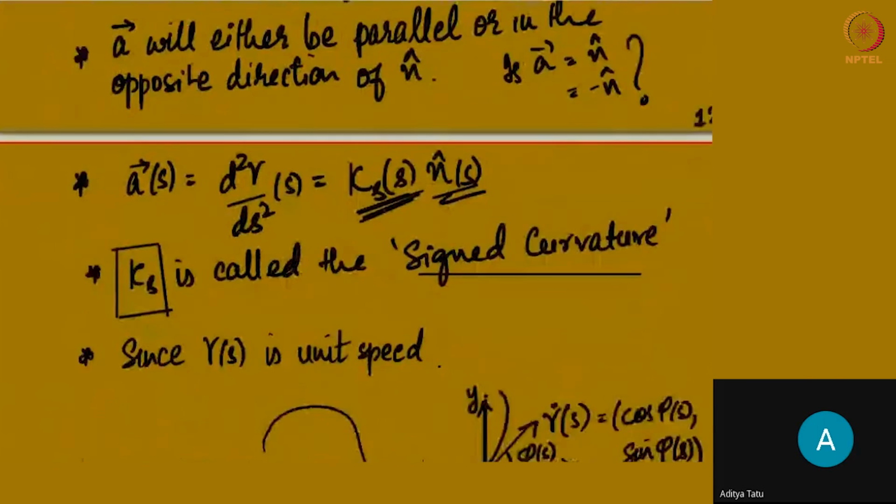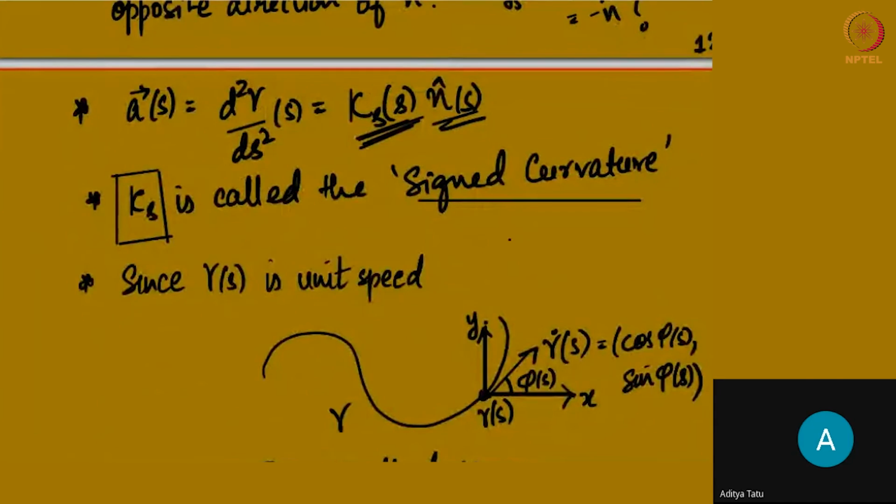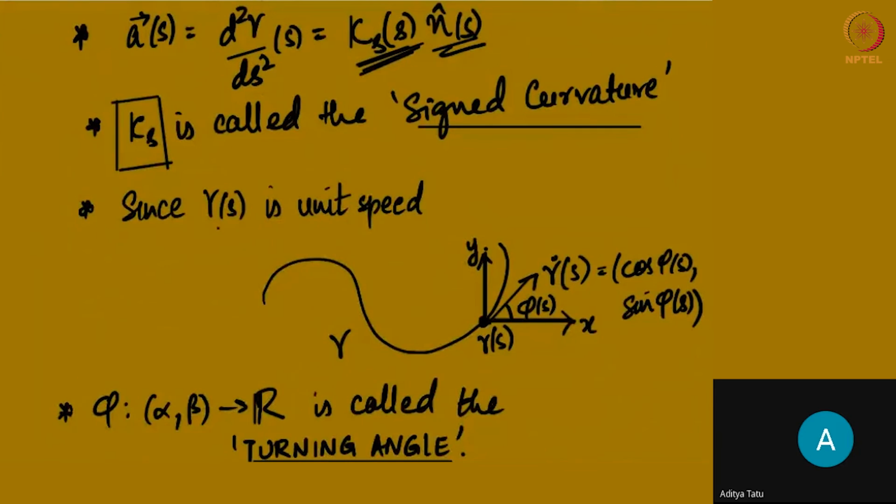Okay, there's another way to capture the signed curvature. Now we said that gamma s is a unit speed curve.